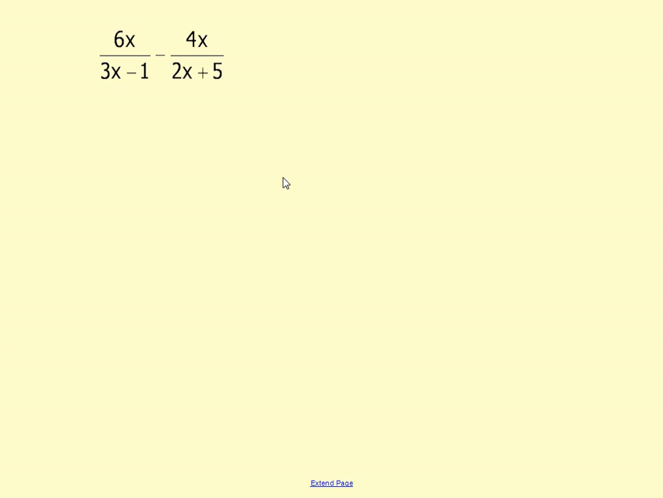So here's another example. In this case, the denominators are already factored. There's nothing I can do to factor this one. There's nothing I can do to factor this one. This one is subtraction. So again, I think it's a good idea to make the subtraction addition and make this 4x negative. So now, to get my common denominator, I need this one right here, which is 3x minus 1, to have a 2x plus 5. So I'm going to multiply the top and the bottom by 2x plus 5.